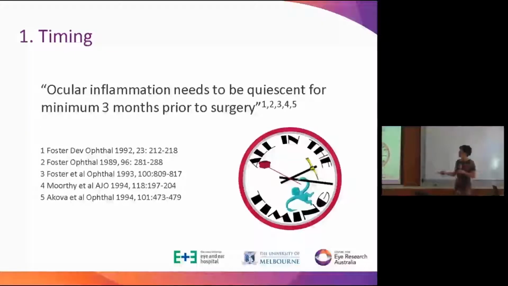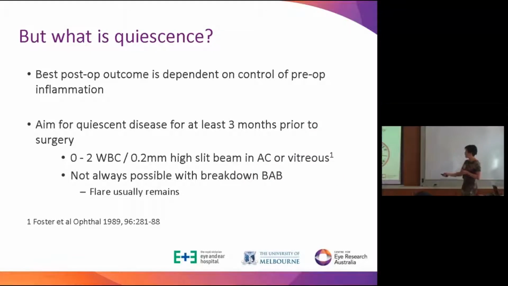All right, so timing. We always say the rule of thumb is ocular inflammation has to be quiescent for a minimum of 3 months prior to surgery because that's going to give you the best visual outcomes. And that's been shown by lots and lots of studies, as well as a recent meta-analysis by John Kempen. All right, so what is quiescence? Okay, basically it's aimed for 0 to 2 cells in the AC and very little flare if you can.